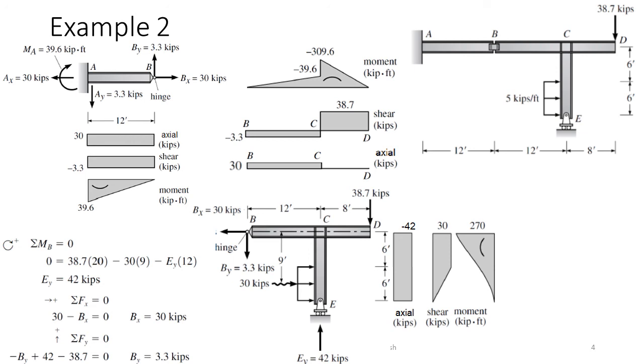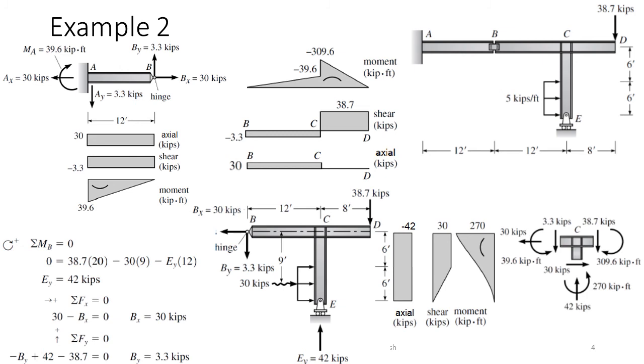So what's that difference? The difference between 309.6 and 39.6? This is exactly 270. So this is what we call joint equilibrium. That the difference between the 309.6 and the 39.6 should come from the 270, that is the moment applied at the column CE. So this is the concept of joint equilibrium that must be satisfied, and you must understand that very important concept.